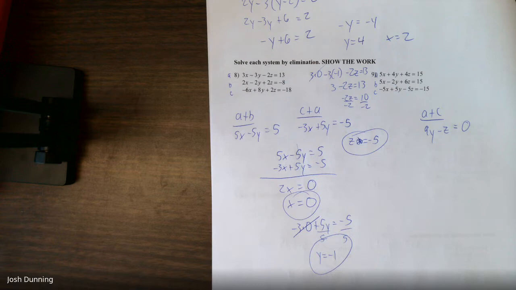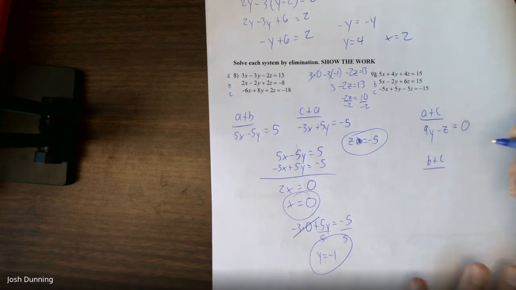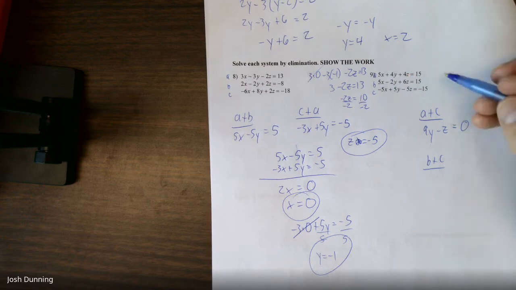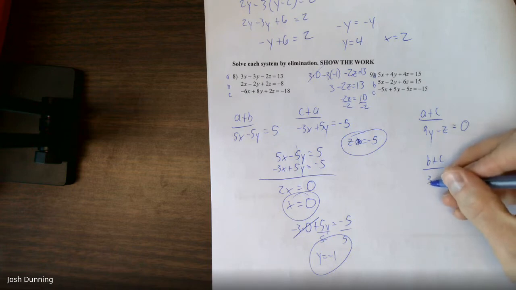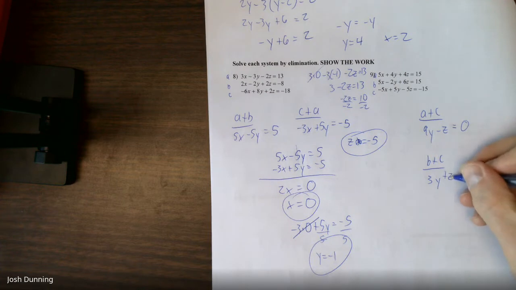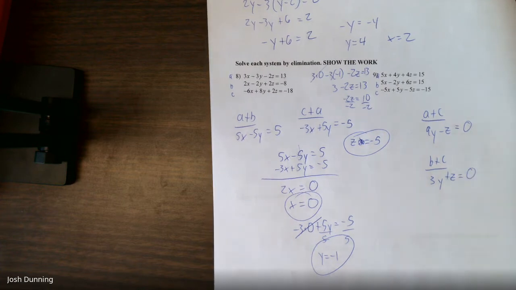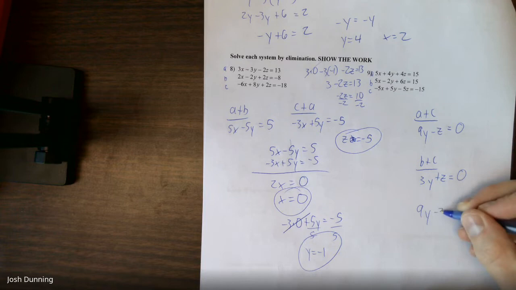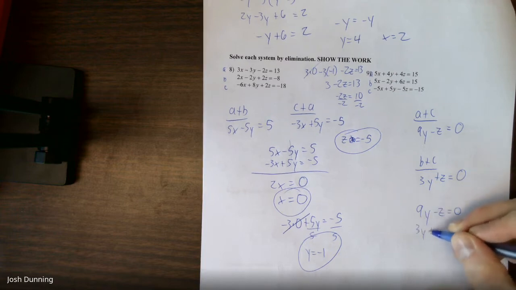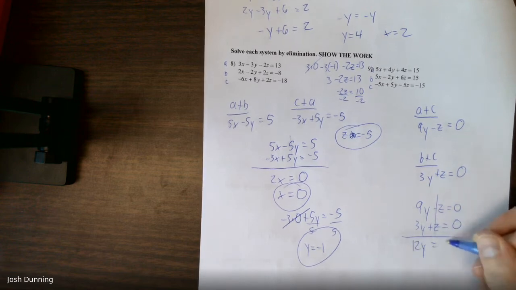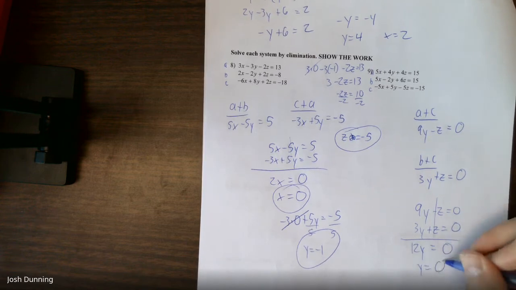Now I got to use B, so I'll add B and C. 5 minus 5, that's gone. Negative 2 plus 5, that's 3y. 6 minus 5, positive z. Hey, it equals 0 again. Now we put these on top of each other, put these together for a system. Those are gone. 12y equals 0. Divide by 12, you still get 0.